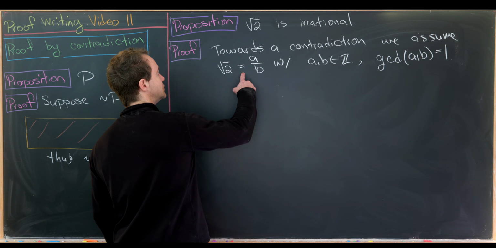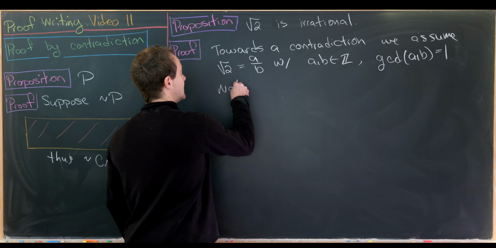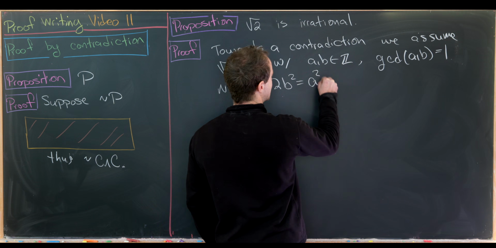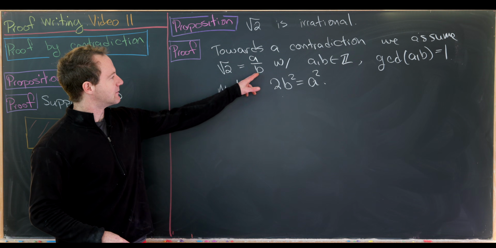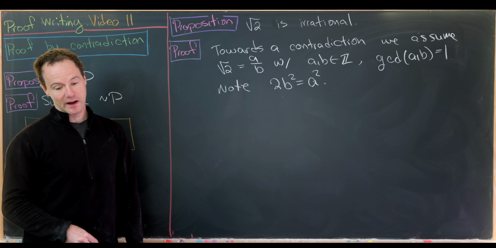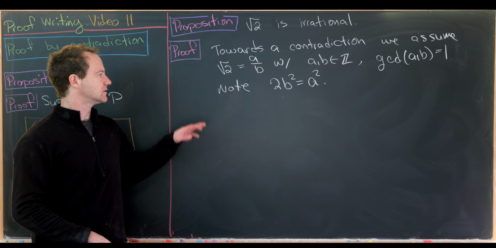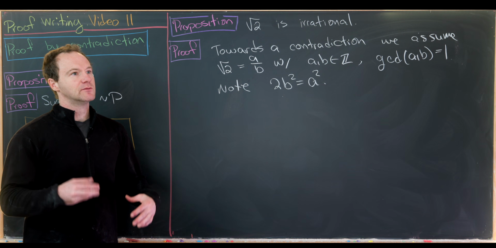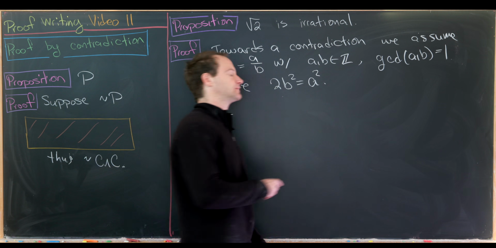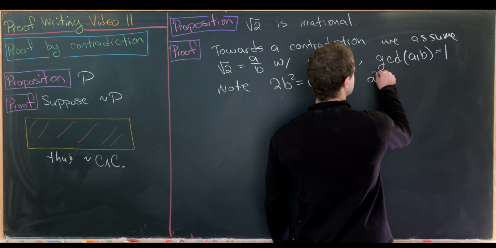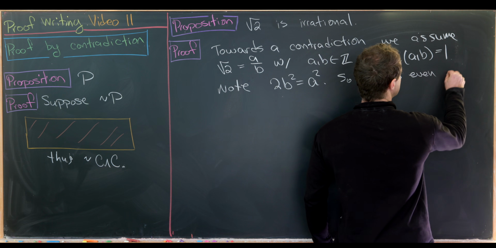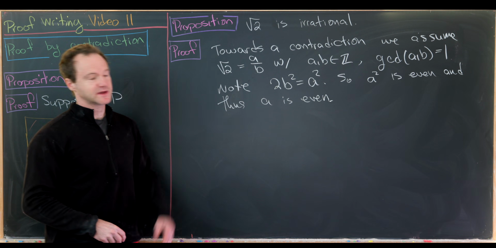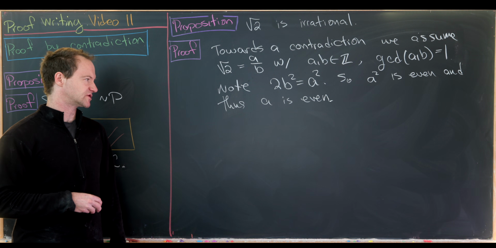So if the square root of 2 equals a over b, then we see that 2 times b squared is equal to a squared. So we can get that by multiplying both sides by b and then squaring both sides. Okay, but look at this. We have 2 times b squared equals a squared. That means a squared is even, but if a squared is even, then a is even. So let's write this down. So a squared is even, and thus a is even. So you probably established that result in your homework exercises or something.